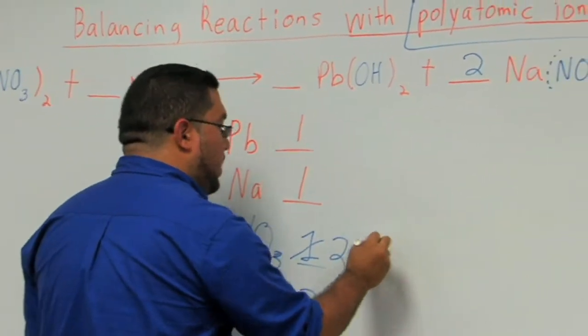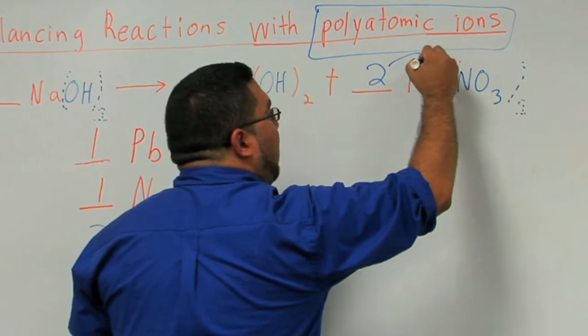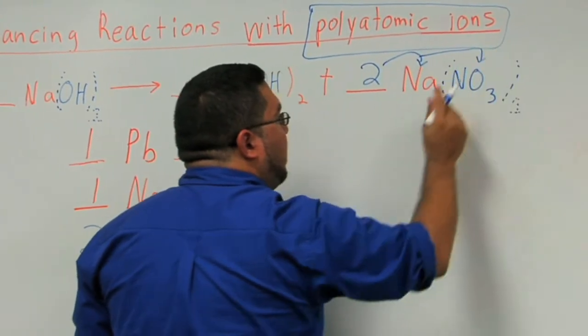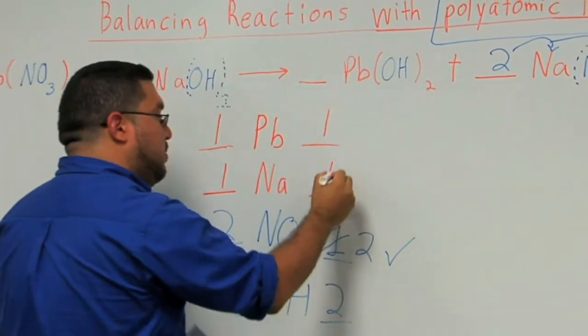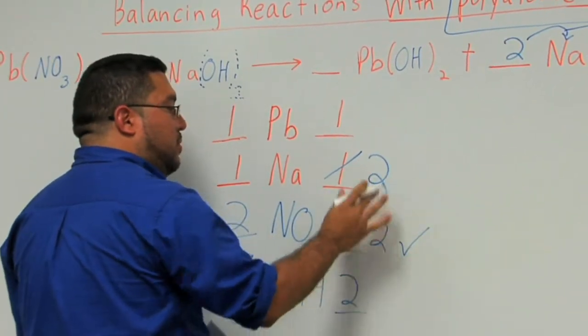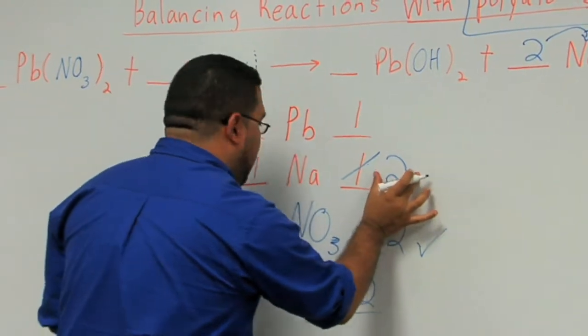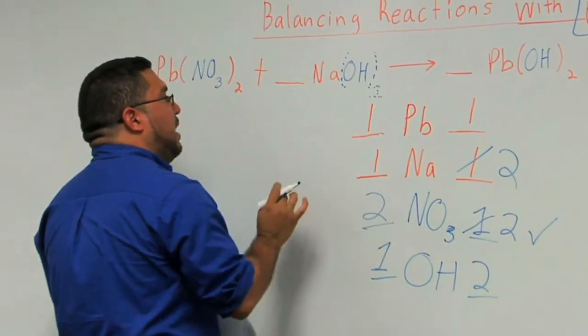Key thing to remember is that as soon as you apply your coefficient, you have to distribute it to both the sodium and the nitrate. So this actually changes the number of sodiums that I have on the right side. That's not a problem. I'll change it here, and now work my way back up. I have 2 sodiums on the right. I only have 1 on the left. So what do I have to do?